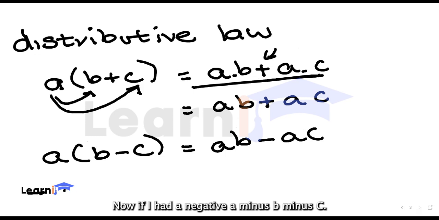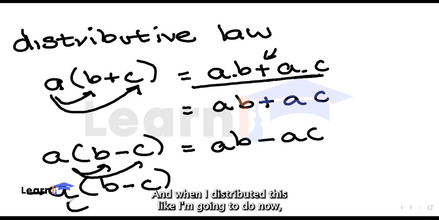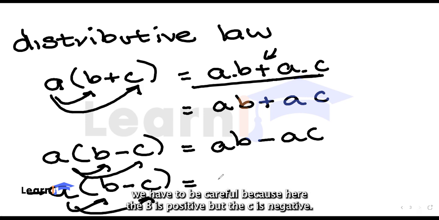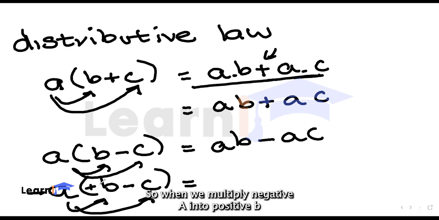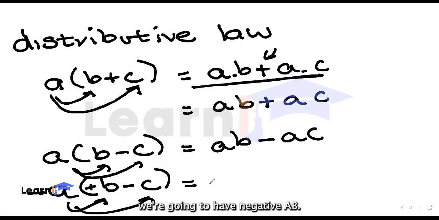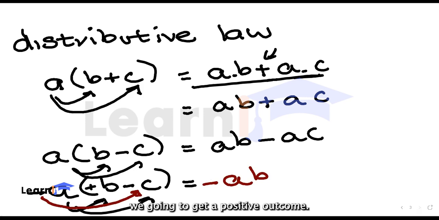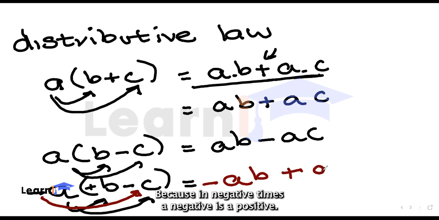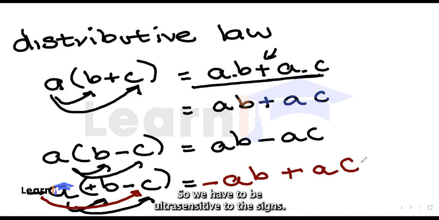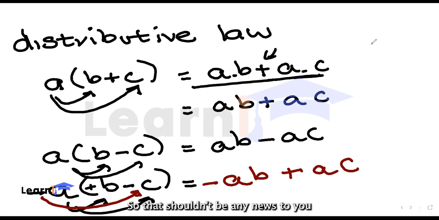Now, if I had negative A into B minus C, and when I distribute this, like I'm going to do now, we have to be careful because here the B is positive, but the C is negative. So when we multiply negative A into positive B, we're going to have negative AB. But when we multiply negative A into negative C, we're going to get a positive outcome because a negative times a negative is a positive. So we have to be ultra sensitive to the signs, but that's true for all math. So that shouldn't be any news to you. Okay.